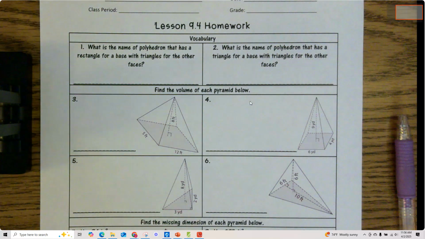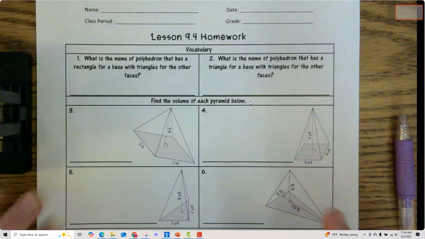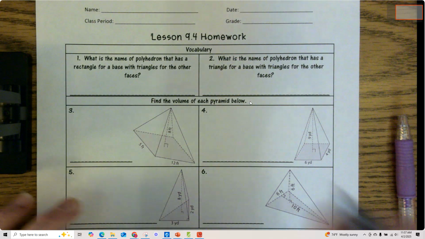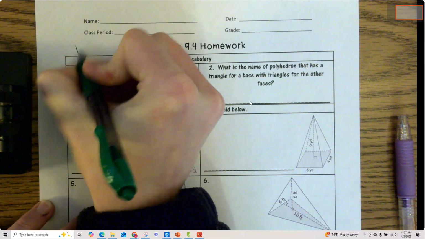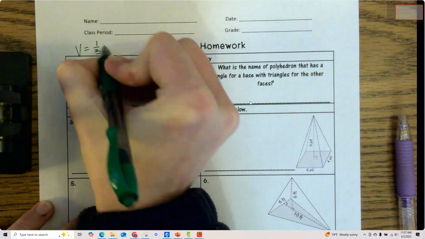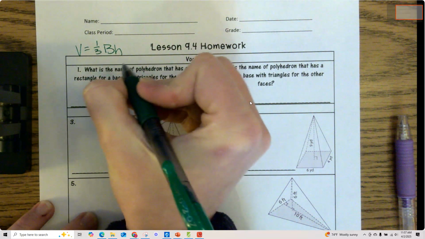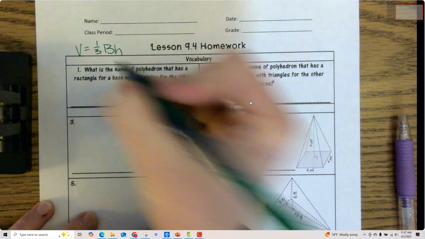All right, this video is for the lesson 9.4 homework. We're going to find the volume of pyramids today. So, kind of like we did with cones, how the cone was a third big B H, so is this one. It's the area of the base, that's the big B, times the height.